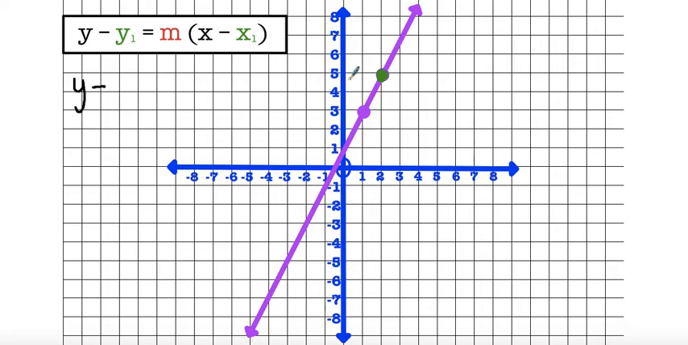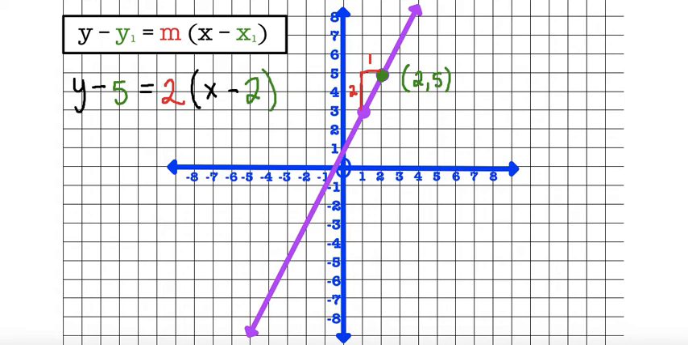And so y minus 5, because that's my y value. So this is 2, 5. So y minus 5 equals, and now my slope in this case, rise over run. So my rise is 2, and I go to the right once. So my slope is 2/1, or I could just write it as 2. And so I have x minus, and our x sub 1 is 2, so minus 2.